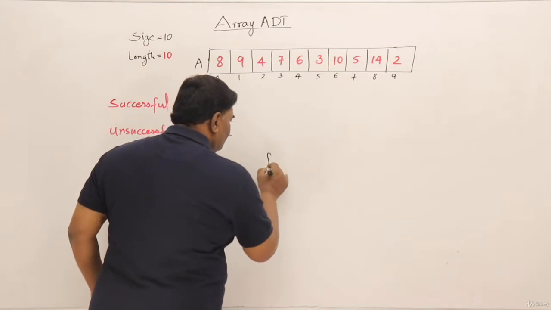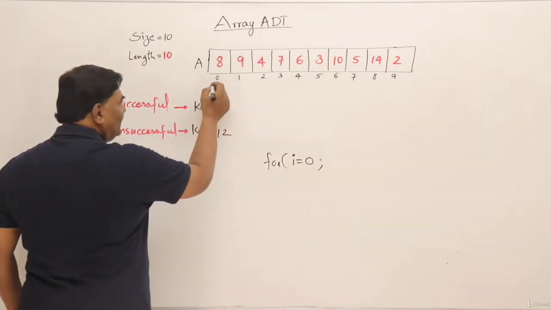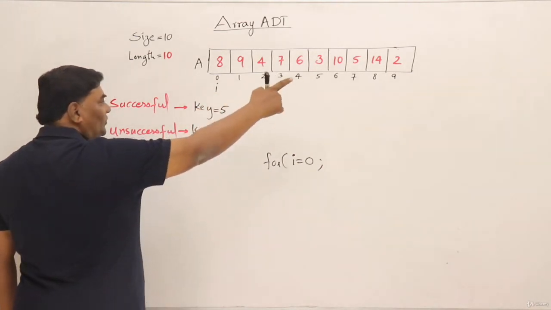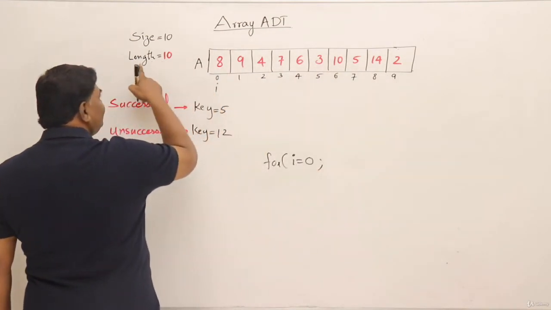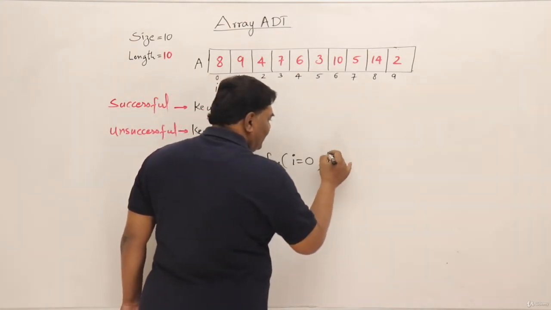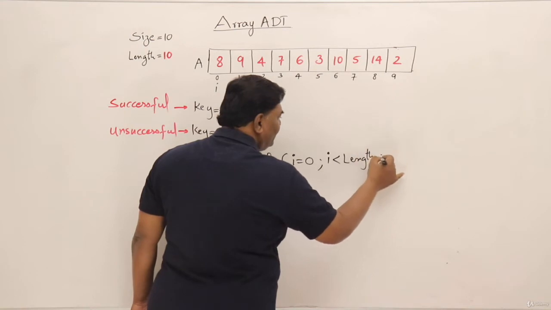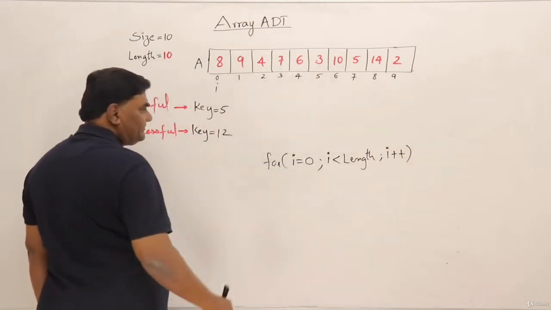So for, I start from index 0. So I should start from index 0, and till where I should go, till the end of the list, and the index is 9. So that is length. Length is 10. So it is length minus 1. So I can say i less than length. So I should traverse the whole length of the list, and every time I should be moving forward. So i plus plus.